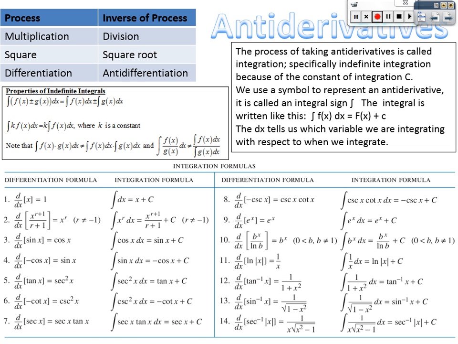When we are taking derivatives, we do like dy/dx. Remember, the dx meant we took the derivative with respect to x. Well, it has the same kind of meaning with integration. It's telling us which variable to integrate.